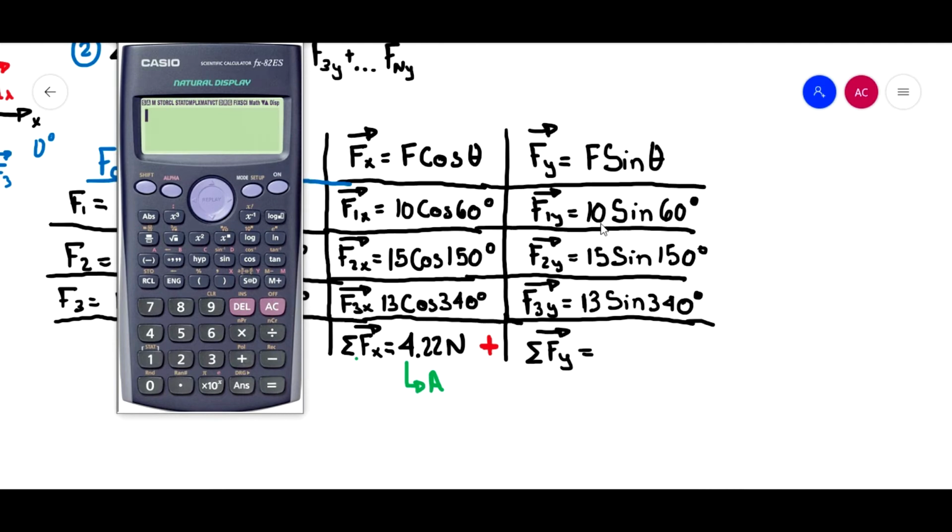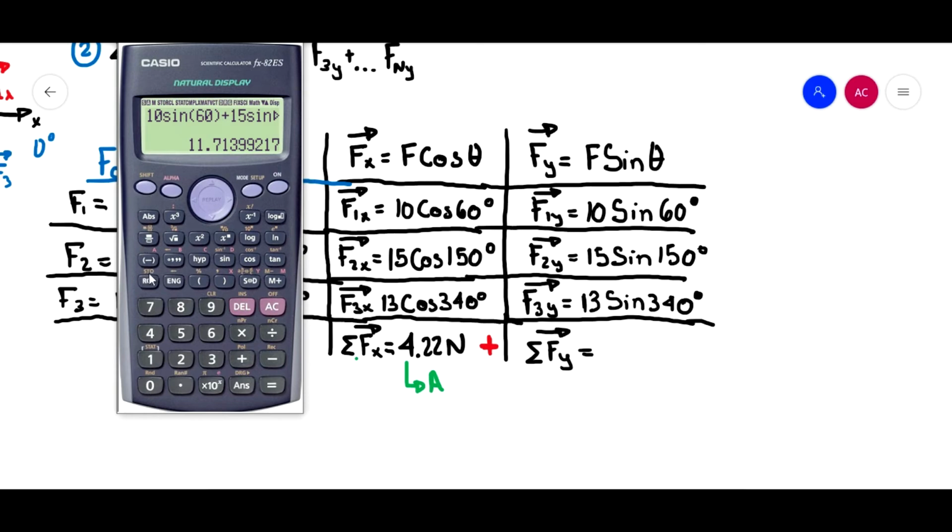Now let's work with the vertical component. So it's going to be 10 times the sine of 60 degrees plus 15 times the sine of 150 plus 13 times the sine of 340. Okay, and I hit the equal button, and it's positive. Okay, before I write it, I'm going to save it into B.